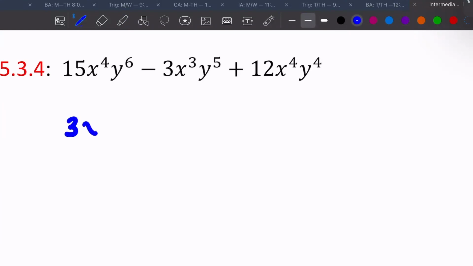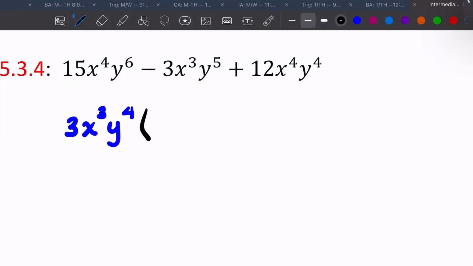And then we're going to look at our x. So we have x to the 4th, x to the 3rd, x to the 4th. So we take out our smallest one. And y, we have 6, 5, and 4. So we're going to take out 4. So that's our smallest y. Now we're going to see what we have left over.